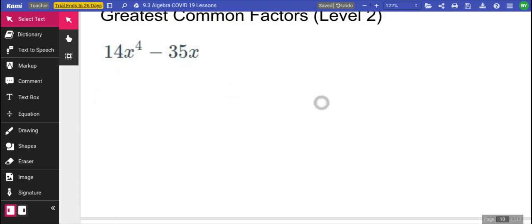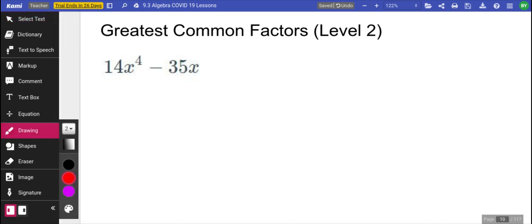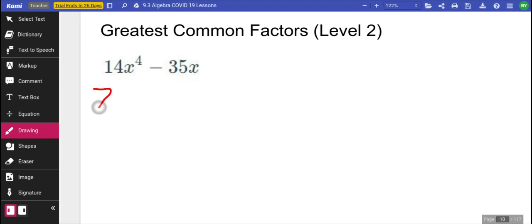Let's try one more. So in this one, I've got a 14x to the fourth minus 35x. So 14 and 35, they're going to have a common factor. That common factor is going to be 7. So I know I can pull a 7 out of each of those terms. And both terms have at least one x, so I can pull that x out.